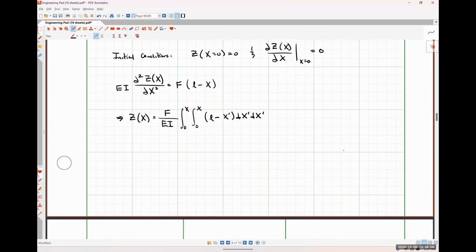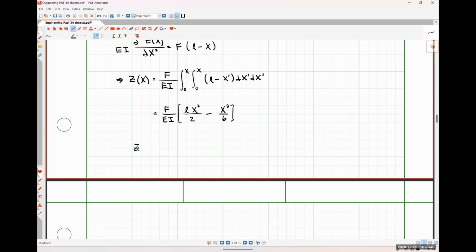This is a fairly simple integral to do because it's just a first order polynomial and we're integrating it twice. So this comes out to be F divided by EI times the length of the beam times x squared over 2 minus x cubed over 6. Okay. The maximum amount of deflection is going to occur at the tip of the beam.